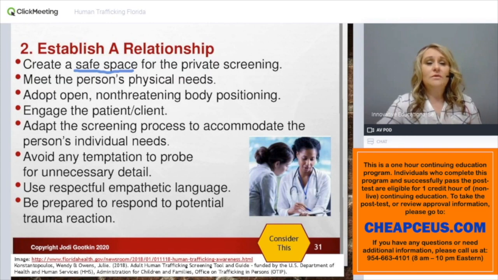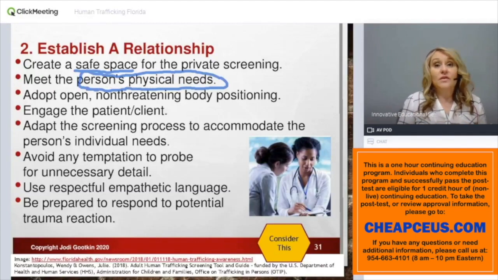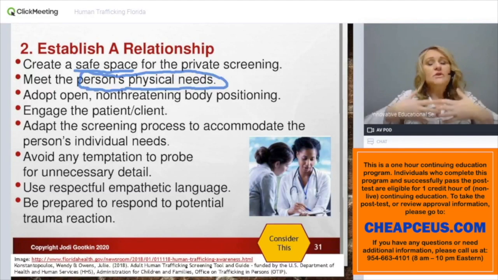And one way that you can develop a rapport is to meet their physical needs, to offer them a drink, offer them a snack, let them pick where they want to sit. Anytime you can try to give them control back is going to let them feel comfortable.